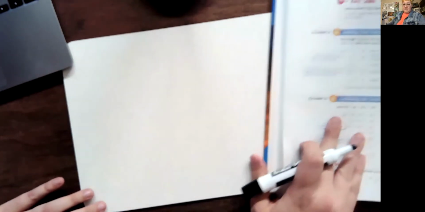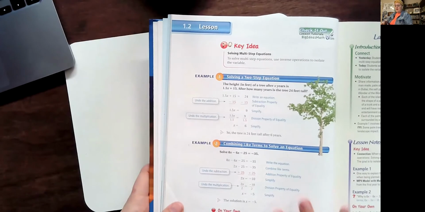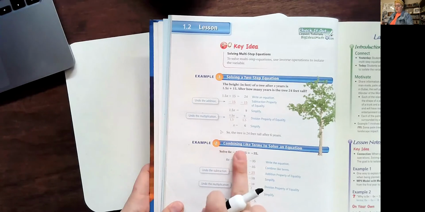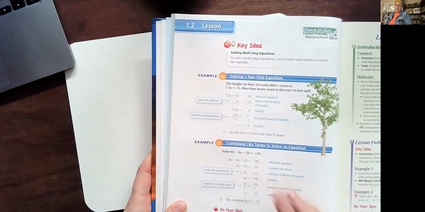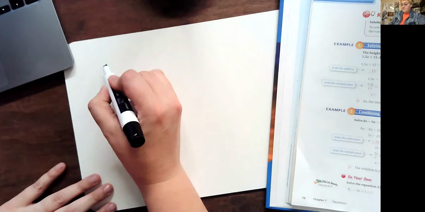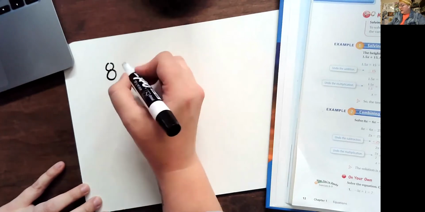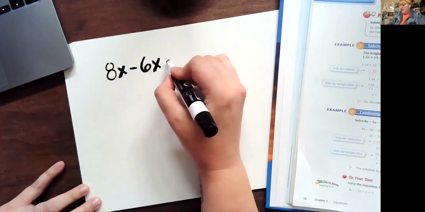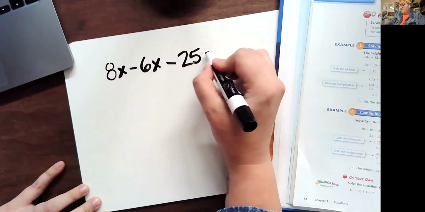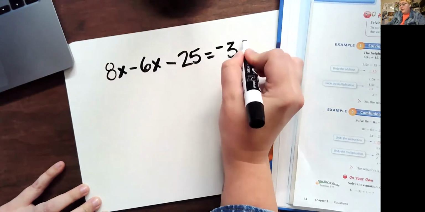So the equation that they give us here, hopefully that will focus for us, is example 2: solve 8x minus 6x minus 25 equals negative 35. So we're solving to find out what x is. First we're going to write out our equation: 8x minus 6x minus 25 equals negative 35.